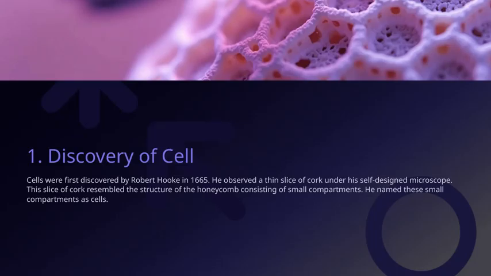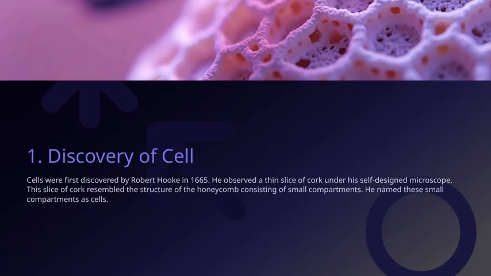So let's start with the discovery of the cell itself. Cells were first identified by a scientist named Robert Hooke back in 1665. He was experimenting with a microscope he designed himself, which was quite an achievement for that time. When he looked at a thin slice of cork, yes, cork from the bark of a tree, he noticed that it had a very peculiar structure.